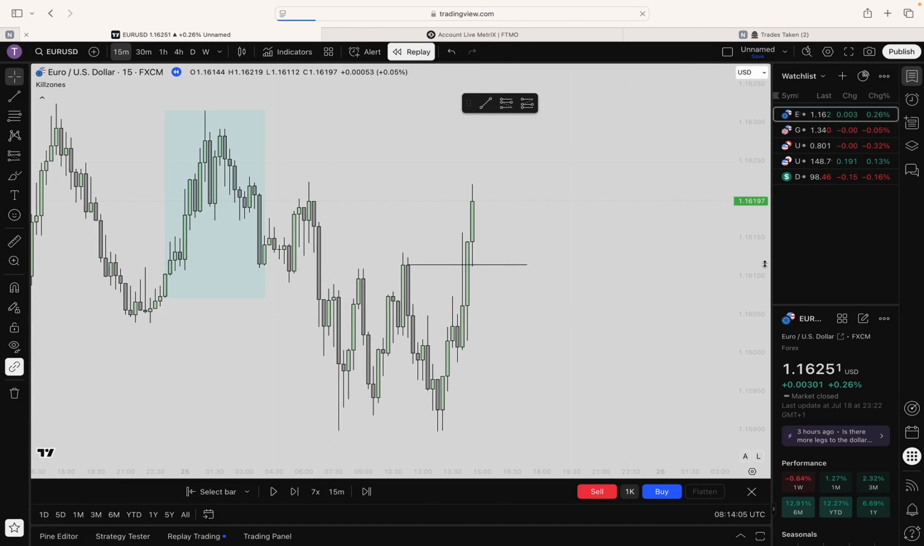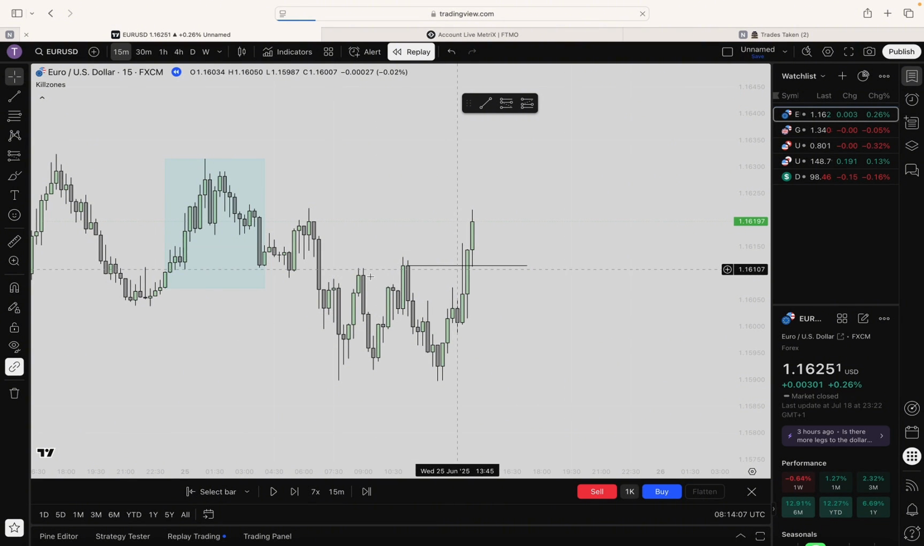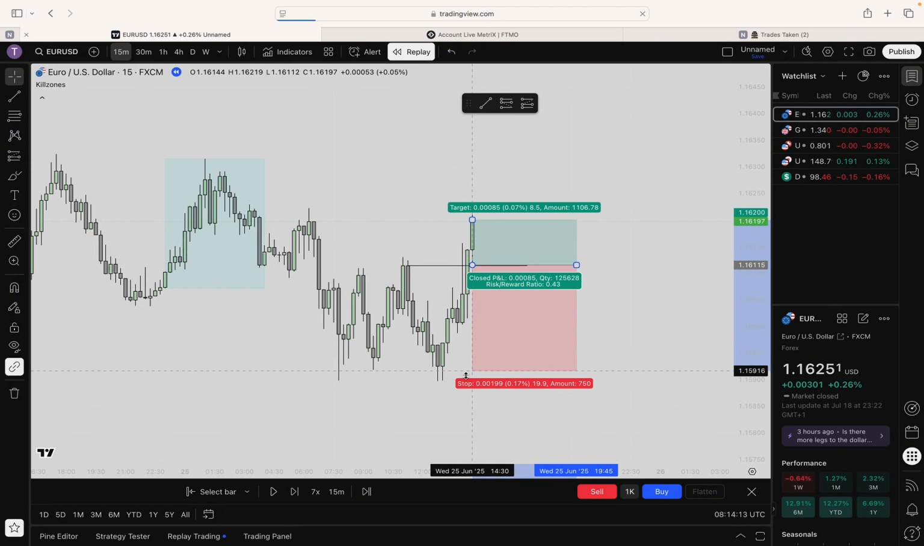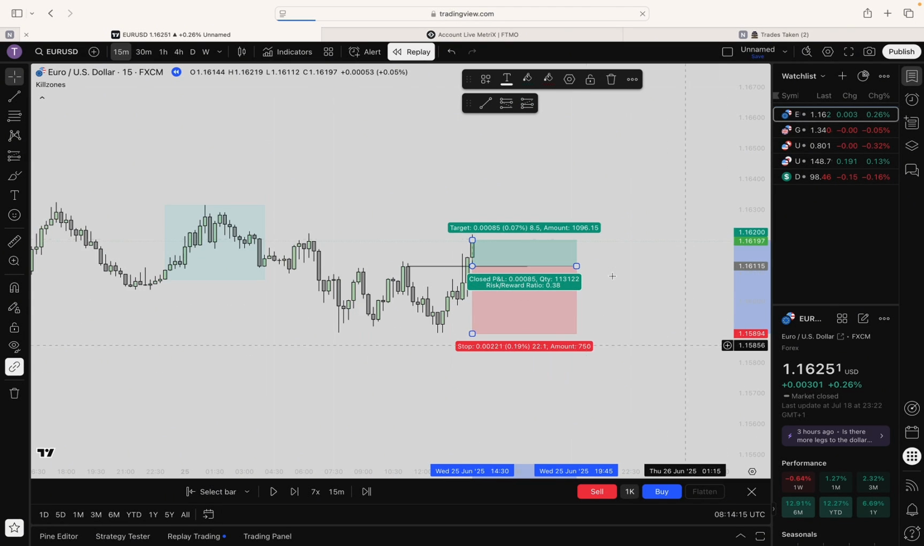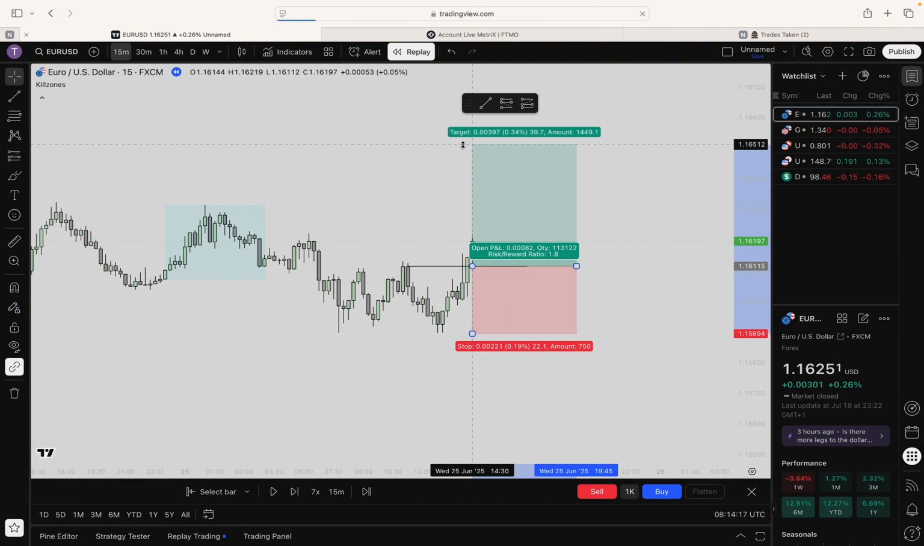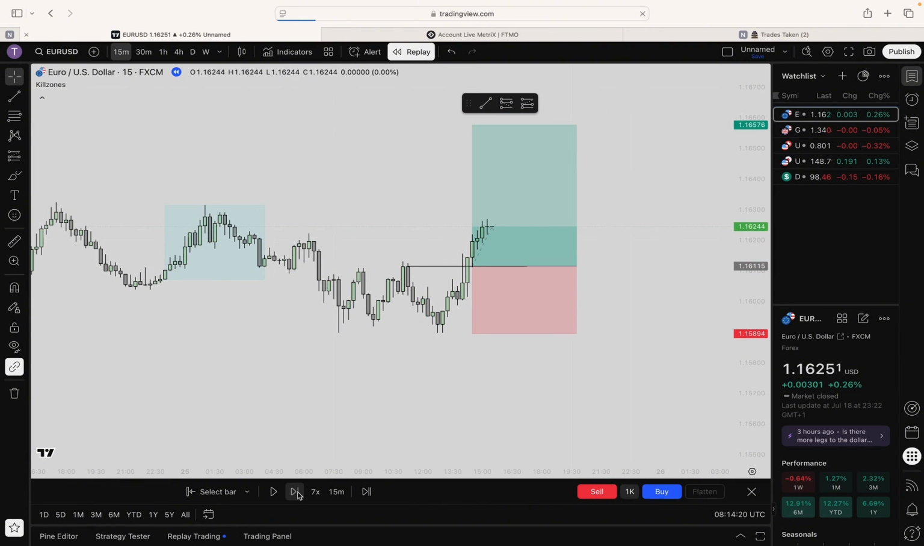What happened on EU? We've had that nice change in state of delivery order block just here. So I just set my limit literally at the order block. Set my limit at the order block, stops below the lows, targeted 2R just here. And then look at this, price just went straight to TP.